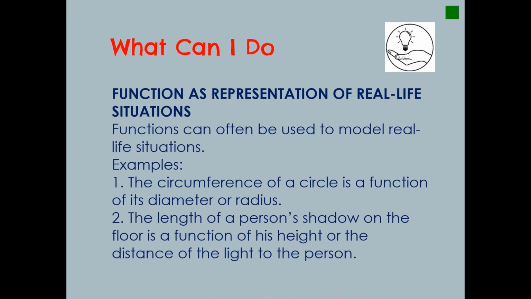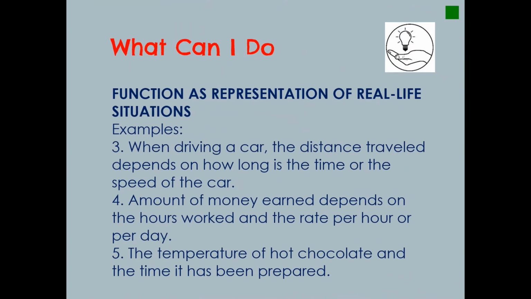Where do we usually use function in our everyday life? Function can often be used to model real-life situations. Example, the circumference of a circle is a function of its diameter or radius. Second example, the length of a person's shadow on the floor is a function of his height or the distance of the light to the person.